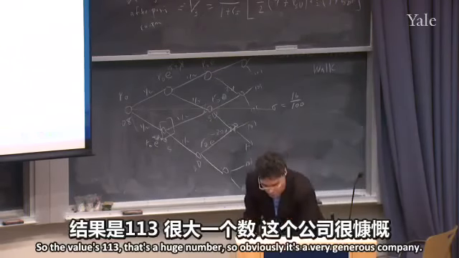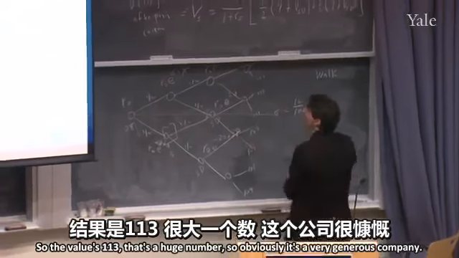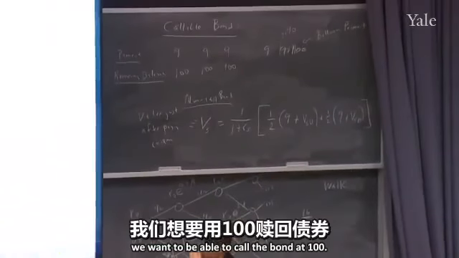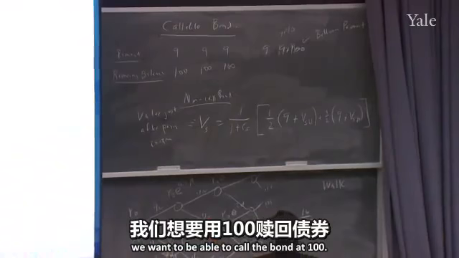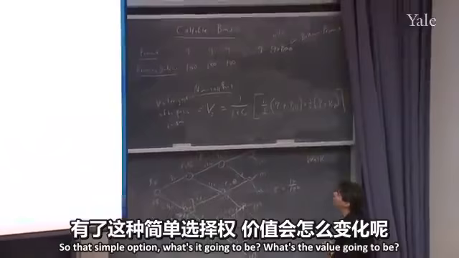Okay, so the value is 113. That's a huge number, so obviously it's a very generous company. The company may not want to be so generous. So the company says, look, we want to be able to call the bond at 100, okay?